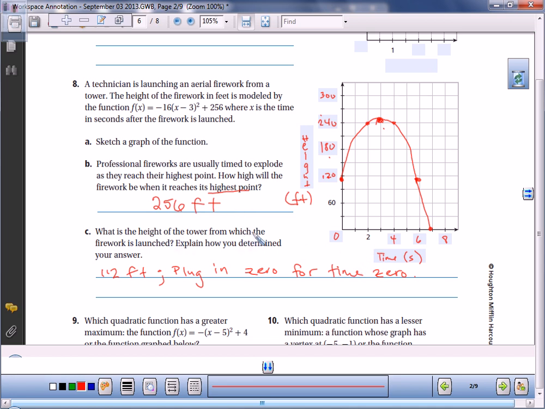All right, C. What is the height above the tower from which the firework is launched? All right, so it's sitting on the tower at time 0. So that's what the y-intercept is, because the y-intercept represents time 0. So if we plug in 0 here, did you get out 112? So it's 112 feet. And the way we do that is by plugging in 0 for the time.